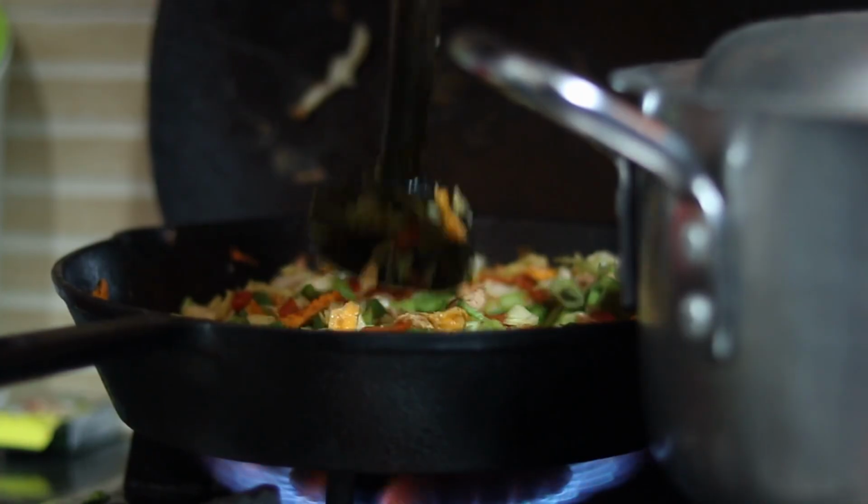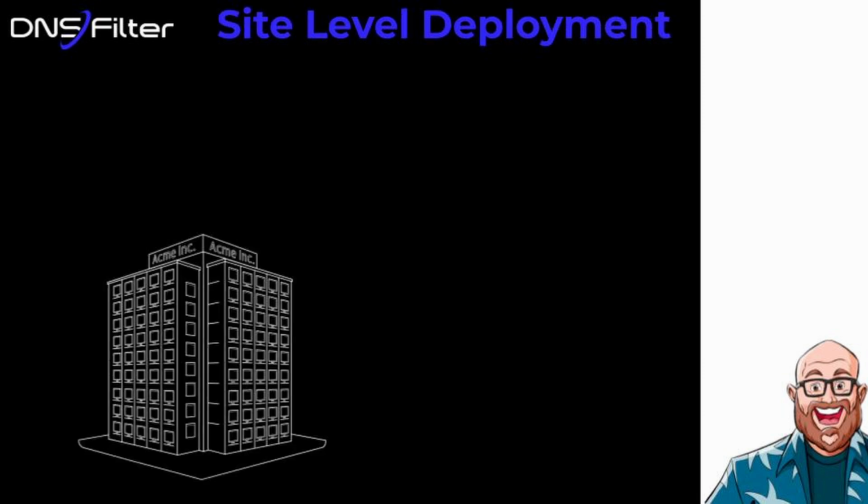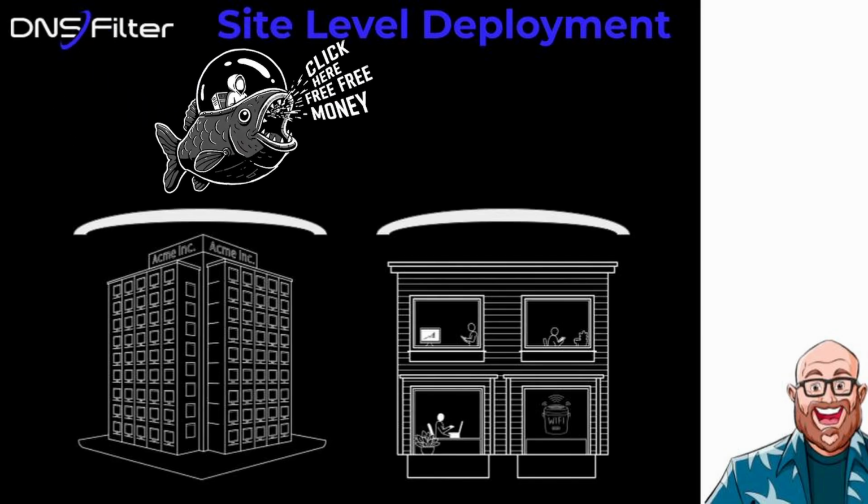The first, and some would say easiest deployment method, is what we call a site or network level deployment. This is a great fit for an environment like a static office building, or even a home with technology that doesn't leave, where there's perhaps a number of fixed devices like workstations, servers, or even IoT stuff like your internet-connected garbage disposal, and where protection is your main focus rather than content filtering.